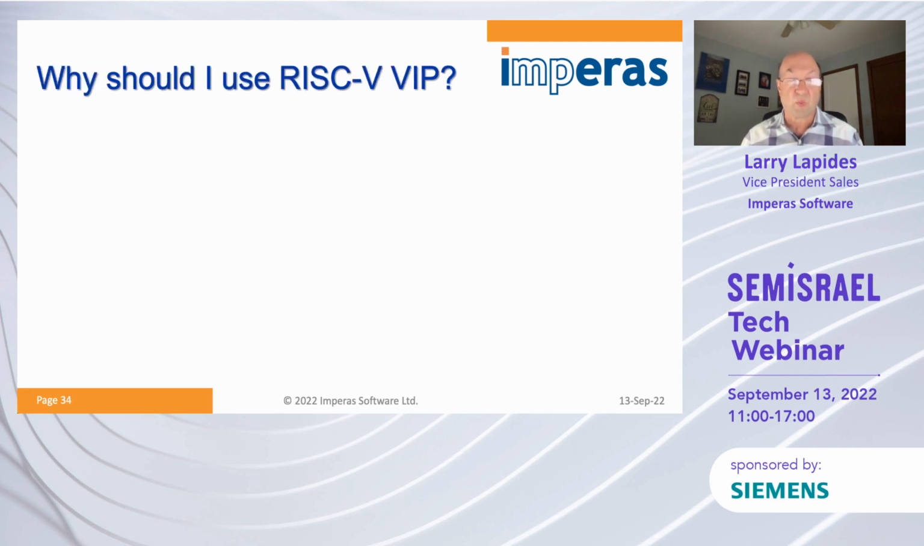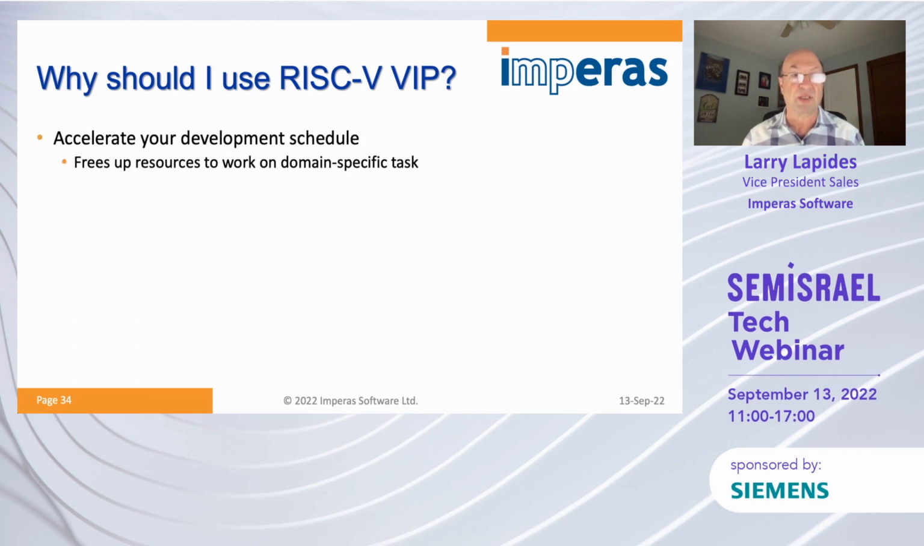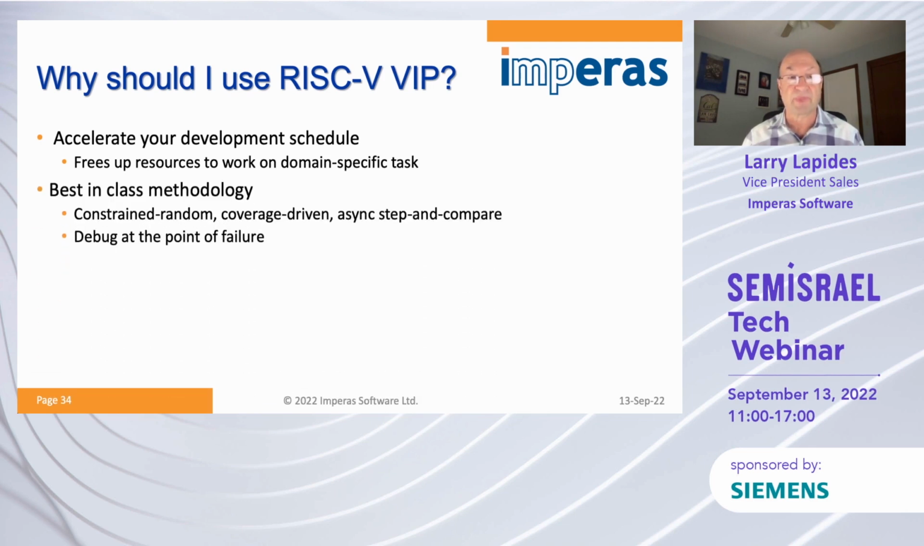So I know most of the people watching this probably used verification IP before, but let me provide a final word on verification IP and the benefits. It accelerates your development schedule. It frees up resources to work on the domain-specific tasks and not on the verification infrastructure. Provides access to a best-in-class methodology, constrained random, coverage-driven, asynchronous step and compare methodology with debug at the point of failure.